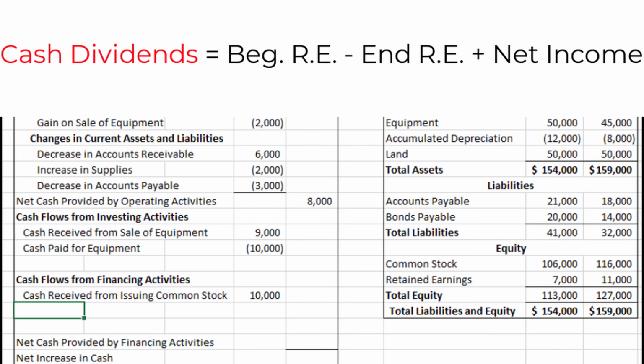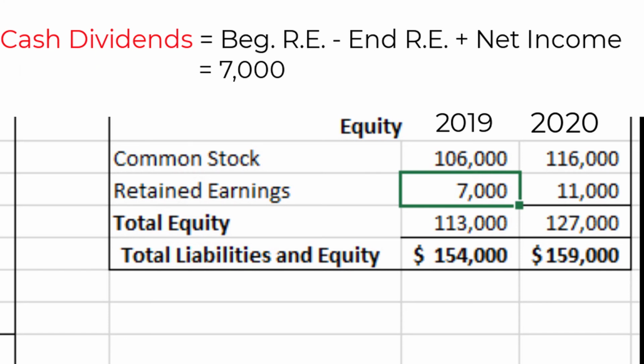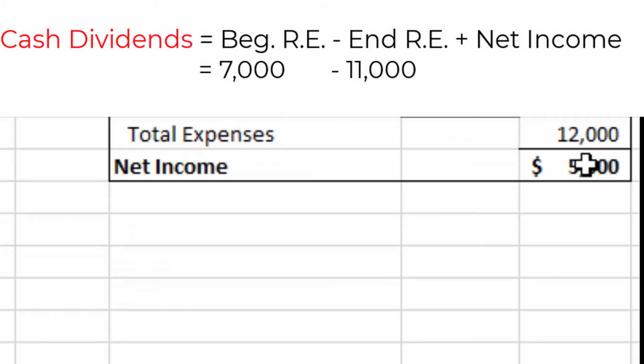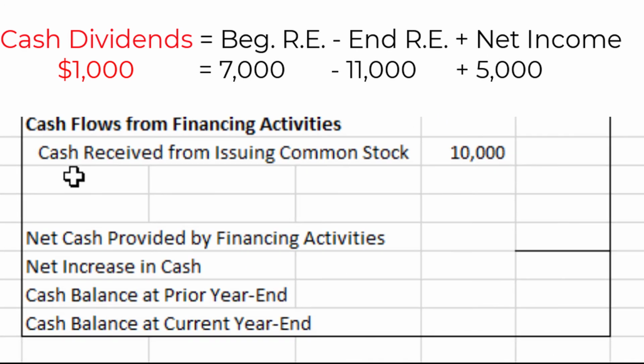So since we have the balance sheet up right now, we can see that there is the retained earning balance for 2019. That's going to be our beginning balance amount. And we have the 2020 amount at $11,000, so we can fill in both of those. And if we scroll down to the income statement, we can find the net income, which you may have remembered was $5,000. We already used that earlier in the statement. And if we plug in those numbers, we get $7,000 minus $11,000 plus $5,000 equals $1,000 paid for cash dividends. And you may remember that the payment of cash dividends is considered a financing activity. So let's go down to our financing section, and we can put in cash paid for dividends. And that's going to be negative $1,000.